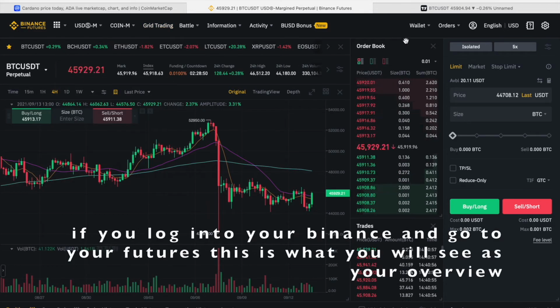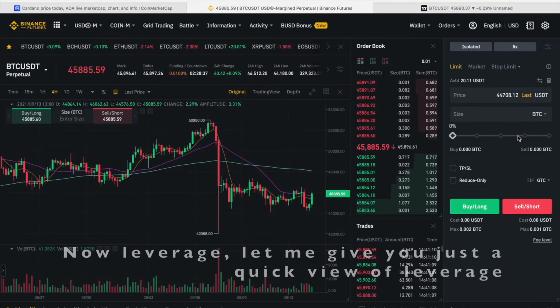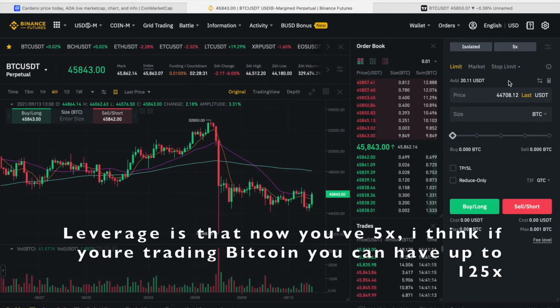Now if you log into your Binance and go to your futures, this is what you see at your overview. This is your mark price, index, funding and countdown, 24 hours low, 24 hours high, and so on. Now, leverage. Let me give you a quick view of leverage. You have 5x. I think if you are trading Bitcoin, you have up to 125x.